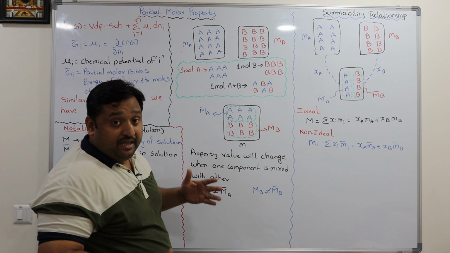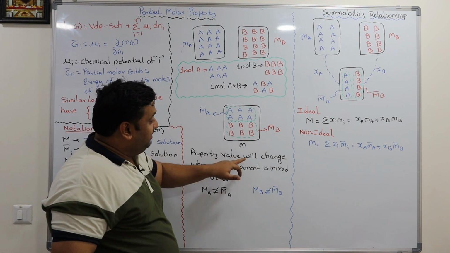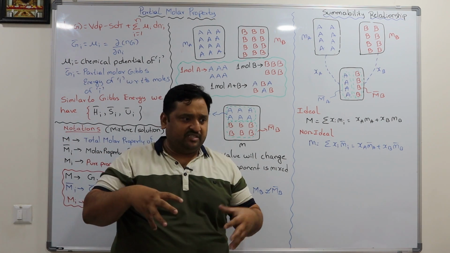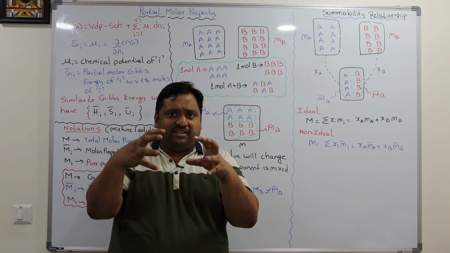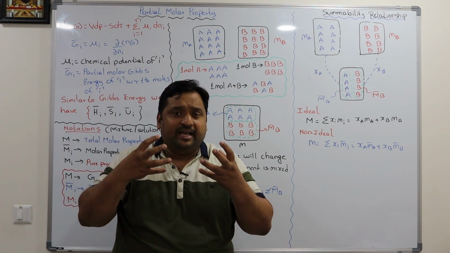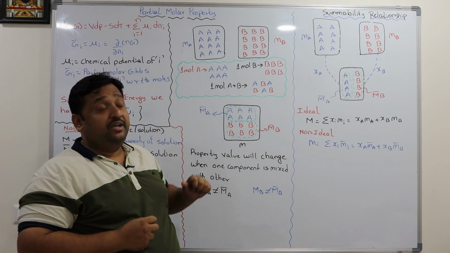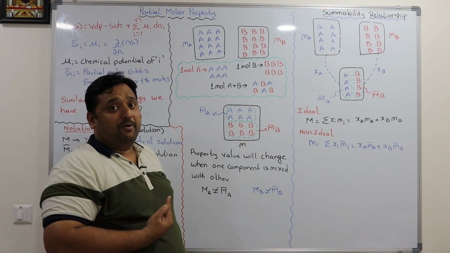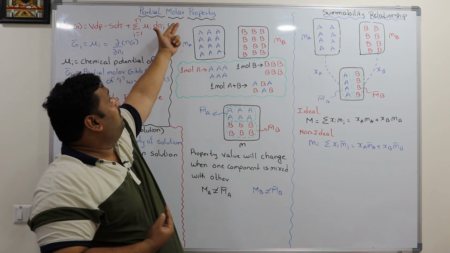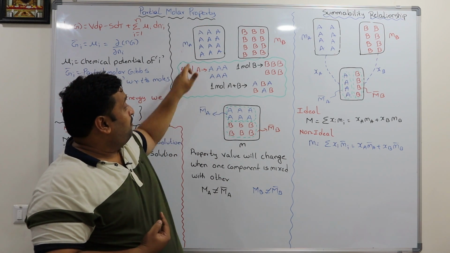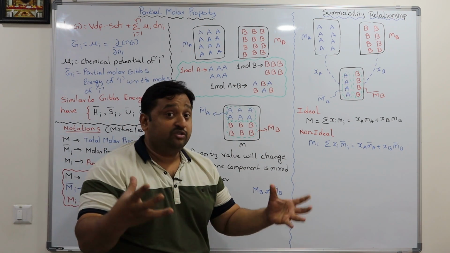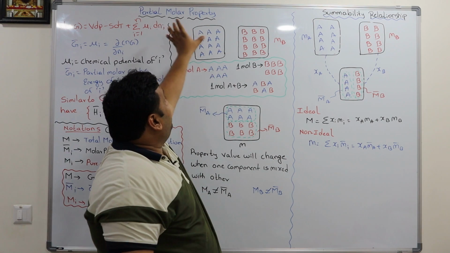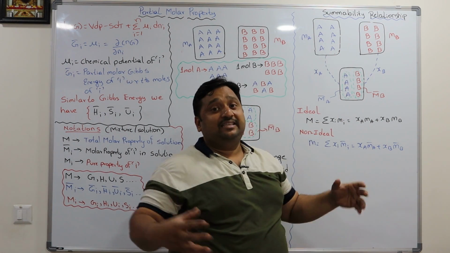Why does this happen? Because any property will change when one component is mixed with another. If B is present along with A, there might be some interactions between A and B which will cause the property to change. In a pure state, it has one property; in a mixed state, it has another property. So that is why partial molar properties are important, because the property changes happen inside the solutions or mixtures.